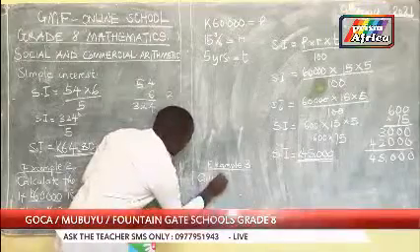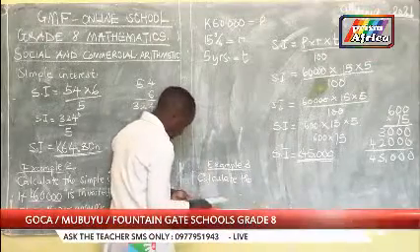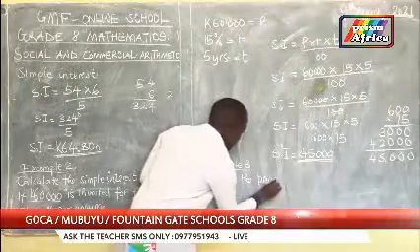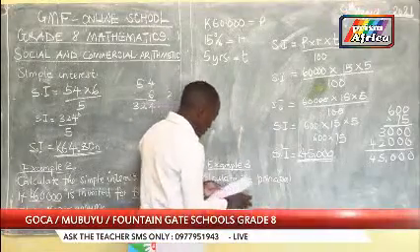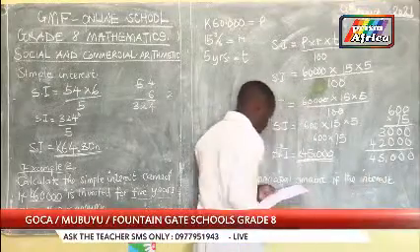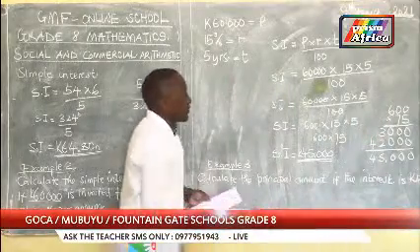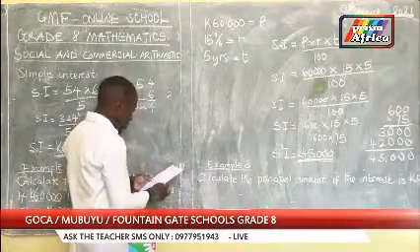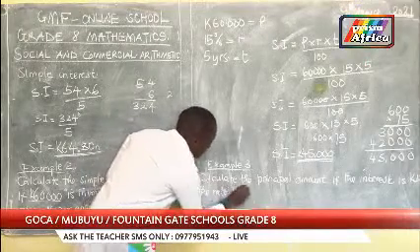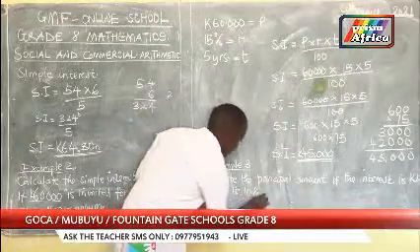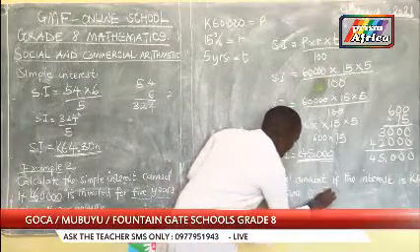Calculate the principal amount if the interest is 125 kwacha, the rate is 10%, and the time is 5 years.